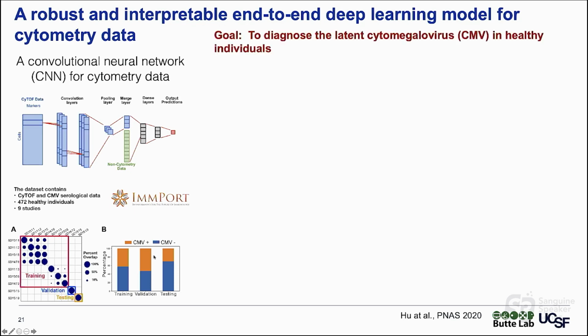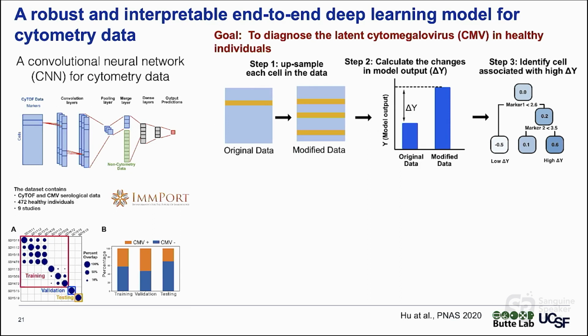So the goal was to diagnose latent cytomegalovirus in healthy individuals using the deep learning model. If you look at this matrix, we had the cells in the rows and the surface markers in the columns. So this is the original data. And then we did some upsampling of this data, and that's called the modified data.